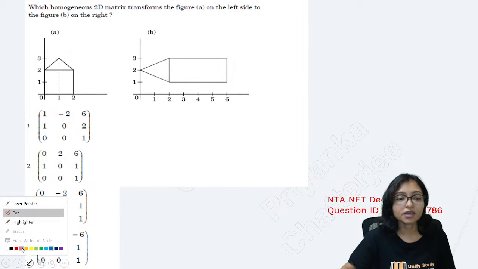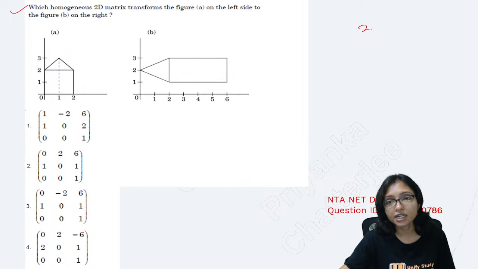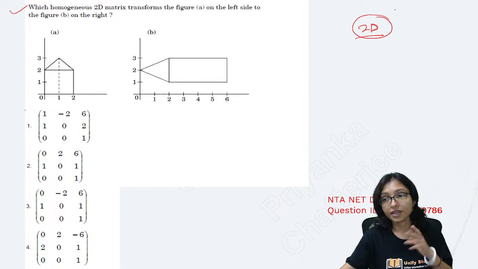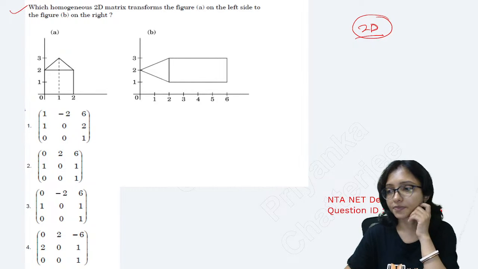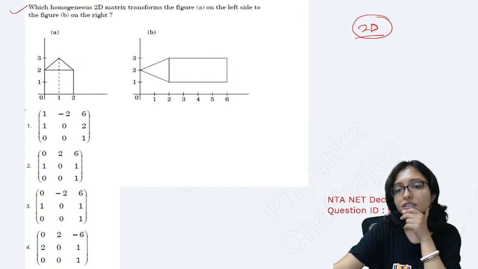Now tell me, what will be the answer for this one? 2D transformation is the very important chapter. Repeated questions are coming from here. Very important chapter. Tell me, what will be the answer for this one?